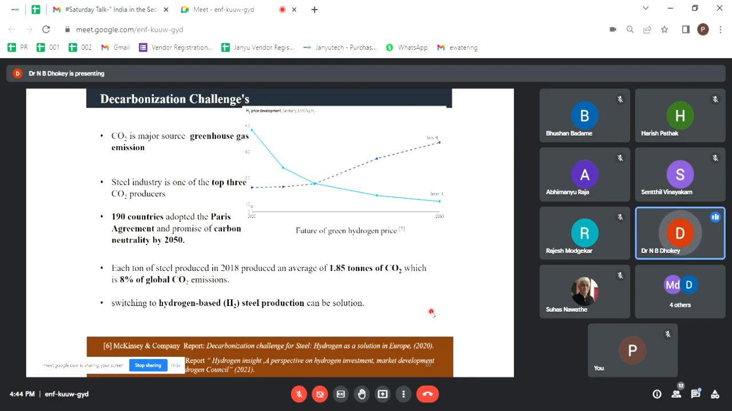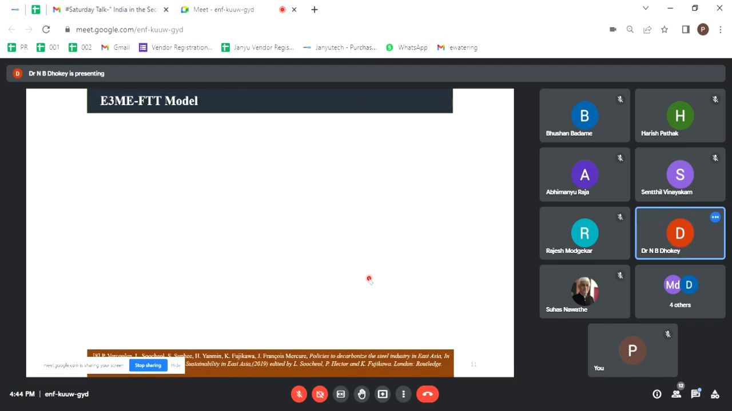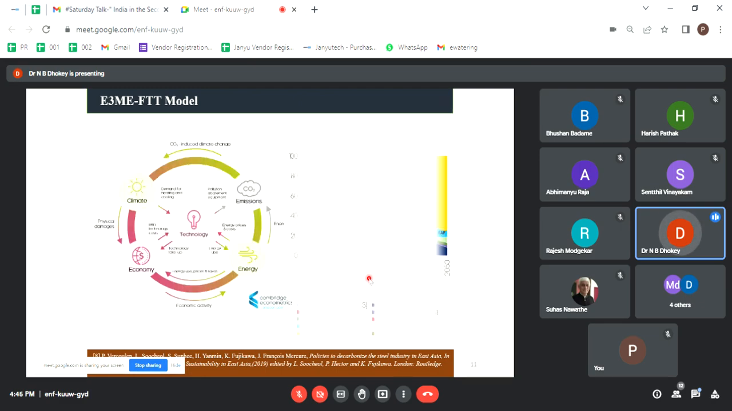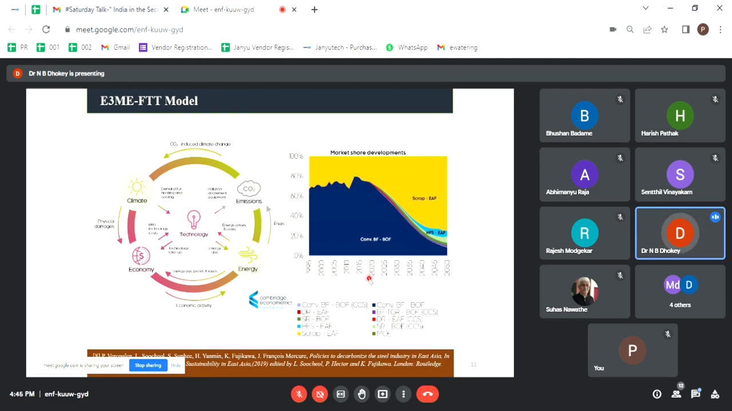So as we know, producing 1 ton of steel produces 1.85 tons of CO2, which is 8% of the global CO2 emission. So this is very important from the pollution point of view or carbon footprint point of view. So I think a lot of work we need to do for the next 10-20 years. And there are different documents available in the public domain, particularly in the context of energy. Now this right hand chart, if you see here, goes up to 2050.